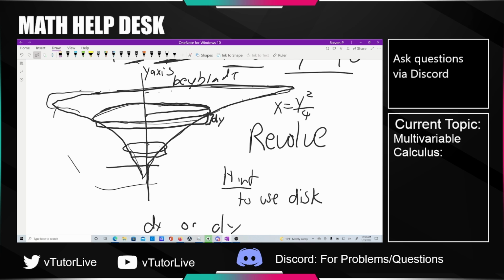Okay, I see the difference. And then cross section is just going to be the area. Yes, exactly. I was just about to get to that.